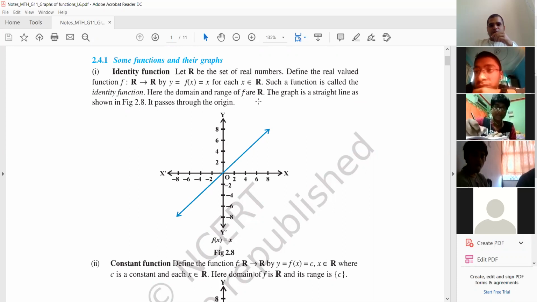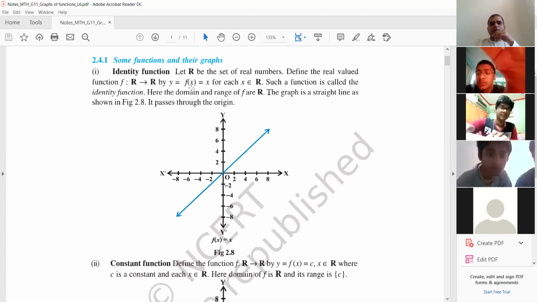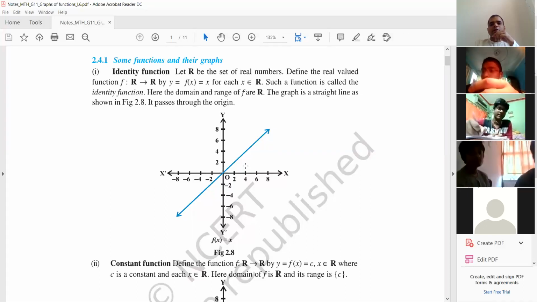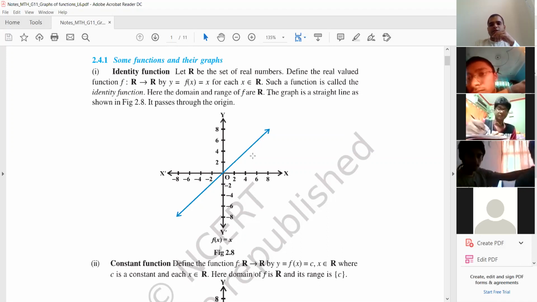Okay. So here the first function we are talking about is the identity function. This function is called f(x) is equal to x. It means that whatever is the value of x, the same will be the value of y. Correct? So when I say y or f(x), it is the same thing. You understand it as the same. Sometimes I may say y, sometimes I may say f(x).